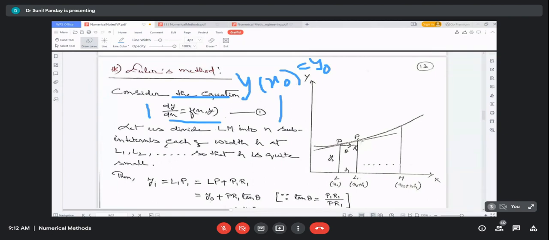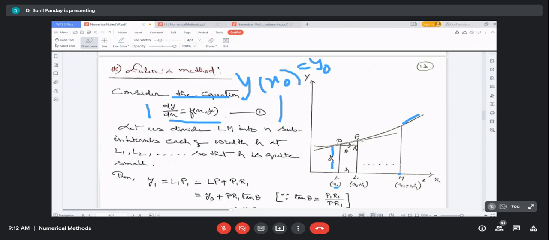The development of this method is like this. Suppose this curve is the original solution, and this is your x naught point and this is y naught. The information with you is y naught and x naught, and someone wants the value of the function at the point x naught plus nh.